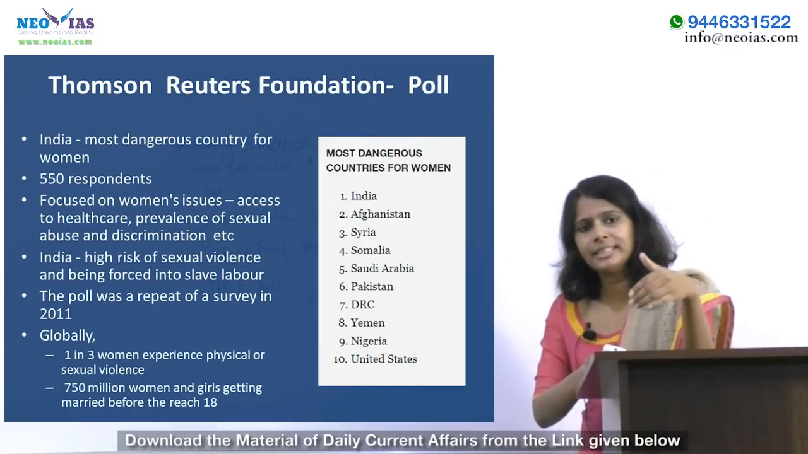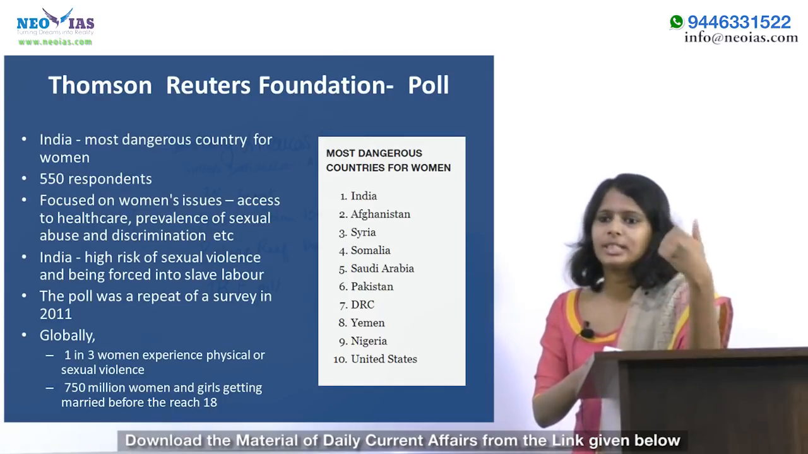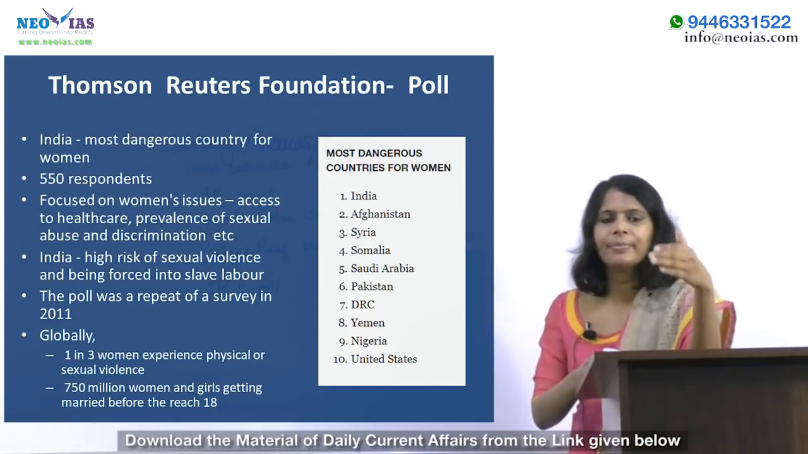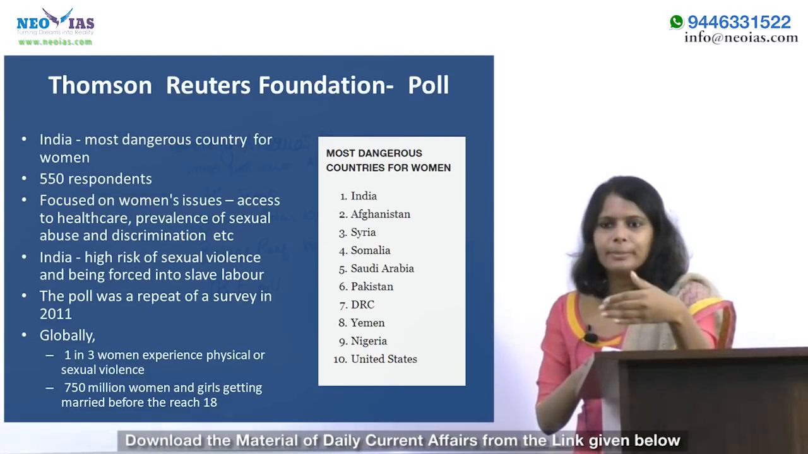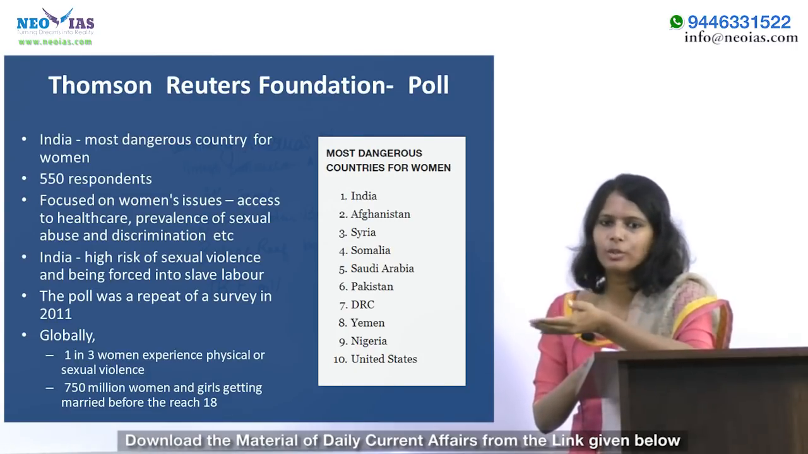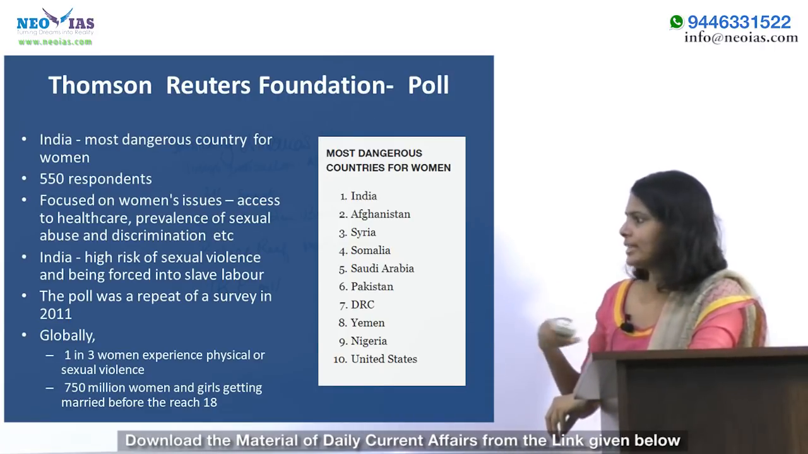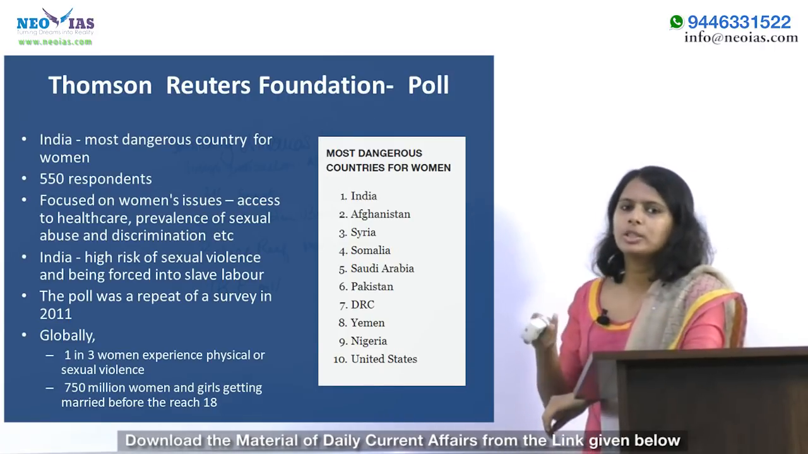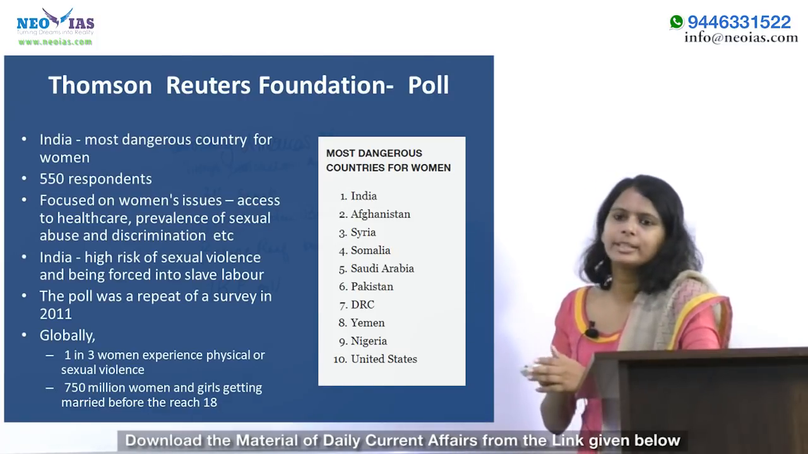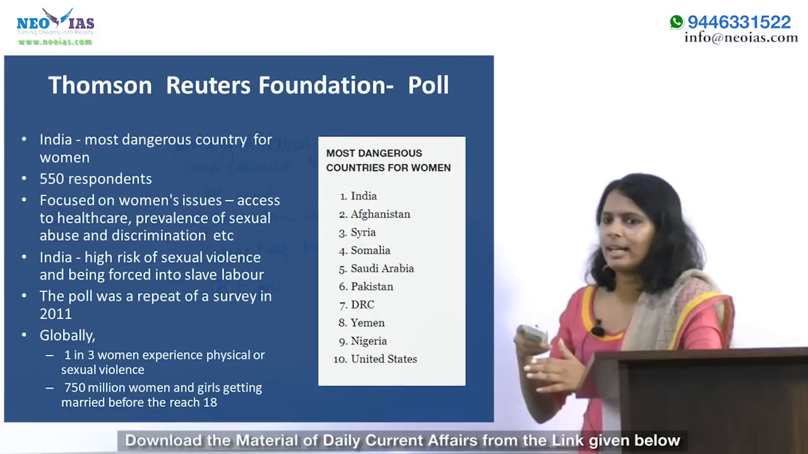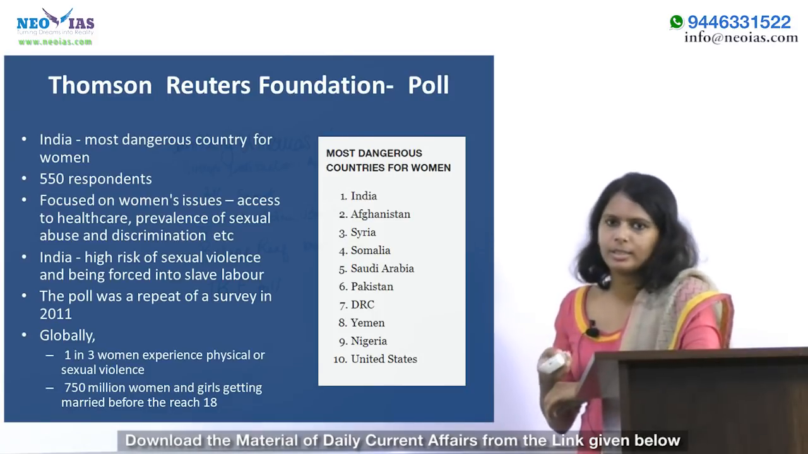Globally, it is estimated that 1 in 3 women experience physical or sexual violence during their lifetime, and nearly 150 million women and girls are getting married before they attain the age of 18. However, the results of this poll have attracted criticism because of the small sample size. The sample size taken here is around 550, which means that it is too early to arrive at conclusions.